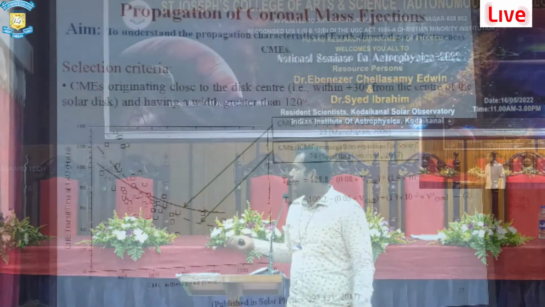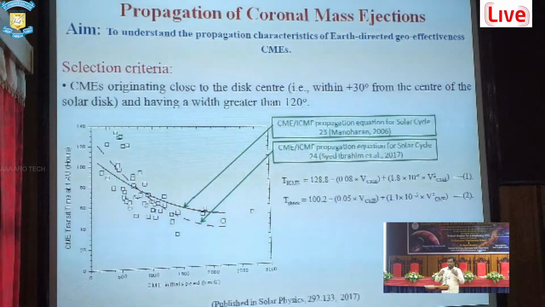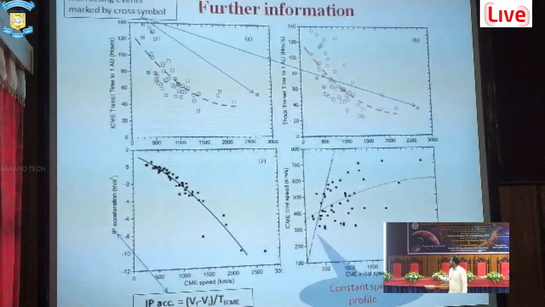After that we compared the CME arrival time for solar cycle 23 as well as 24. Every solar cycle it is changing continuously. Solar cycle 23 is looking like this, 24 is looking like this. Maybe 25, what kind of equation we need to use, we don't know. So we need to observe all the events continuously. That is our future goal. So again, we are giving the relationship between various parameters. These things we need to understand.